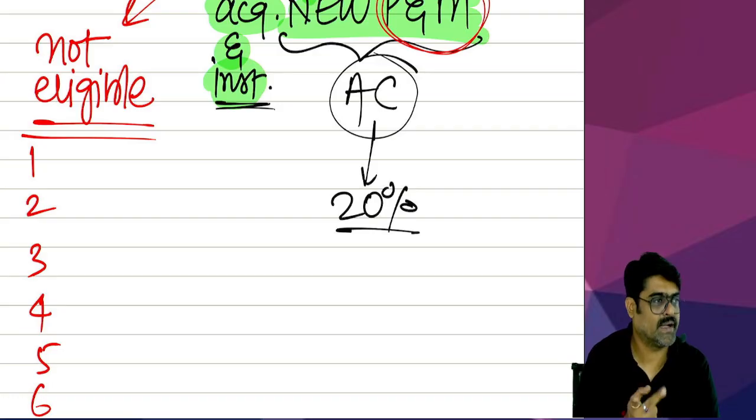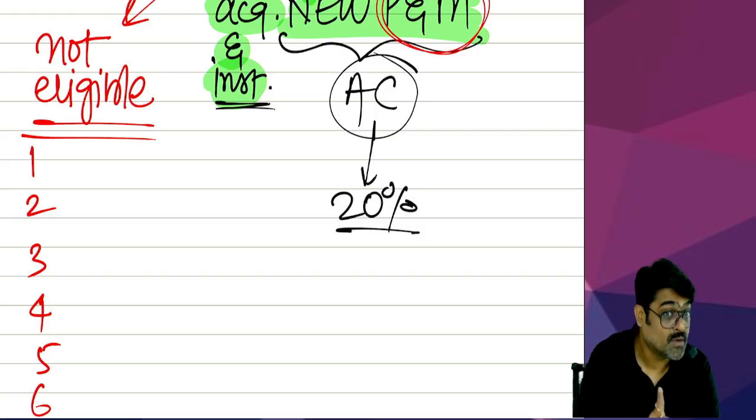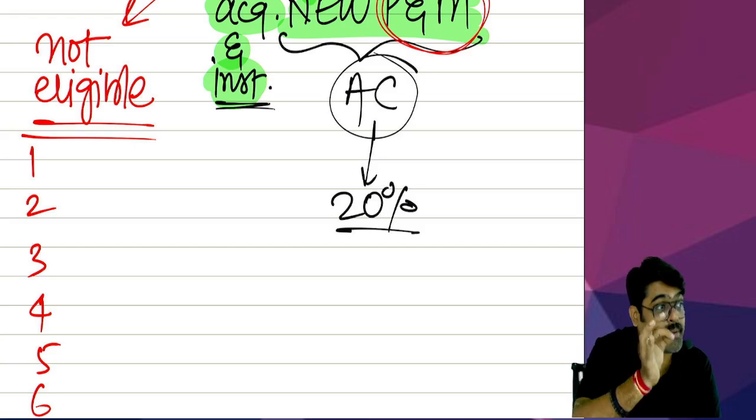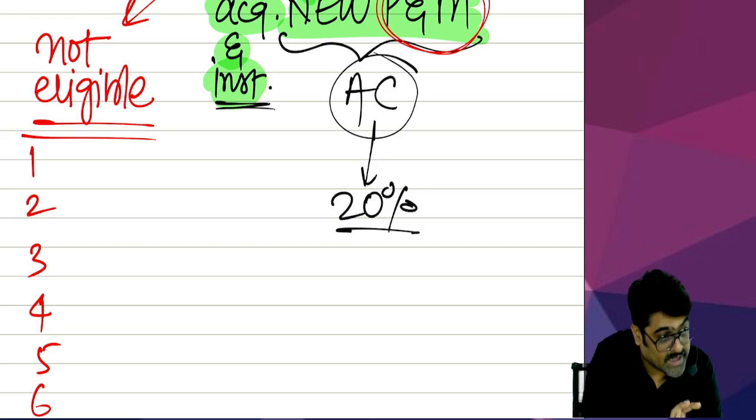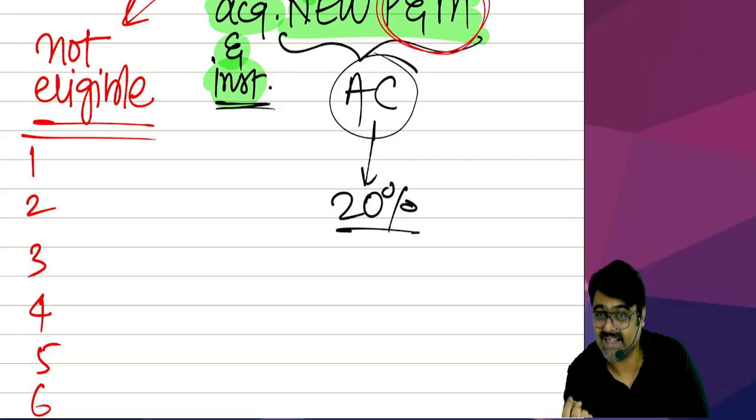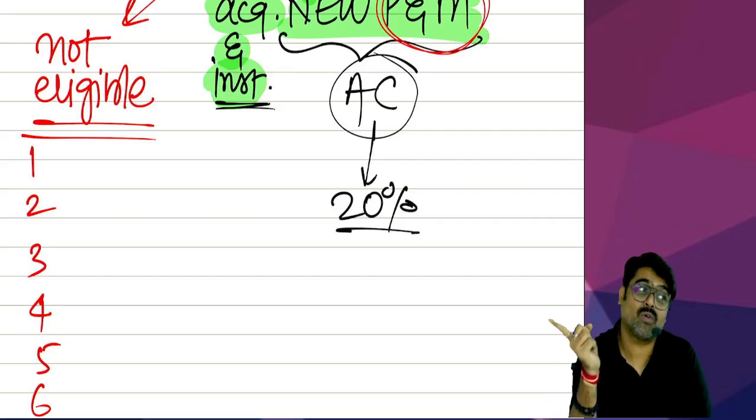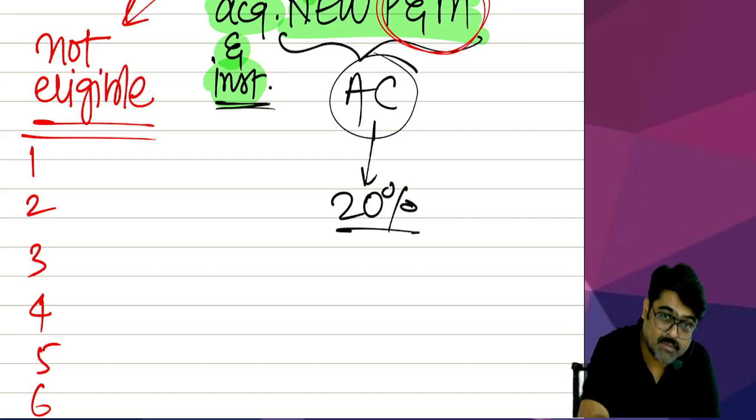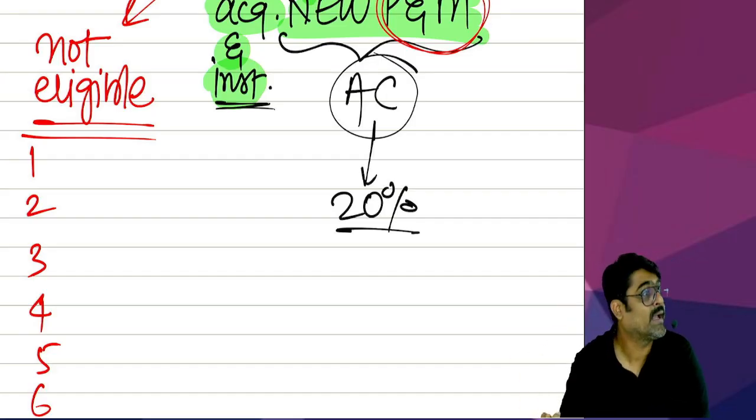But remember, 20% will become half if that plant and machinery was put to use in the first year for less than 180 days. So the year in which the plant and machinery was acquired, in that same year, if it was put to use for less than 180 days, then the additional depreciation will not be 20%, it will be 10%, and the remaining 10% will be in the immediately following year. Will you remember this?